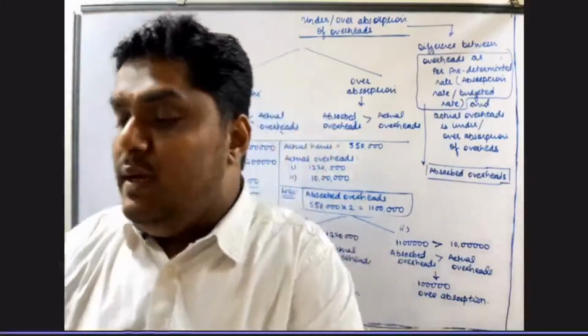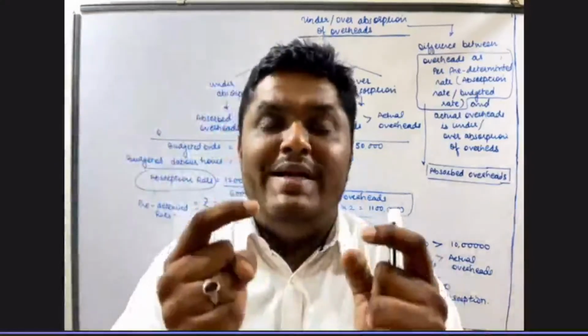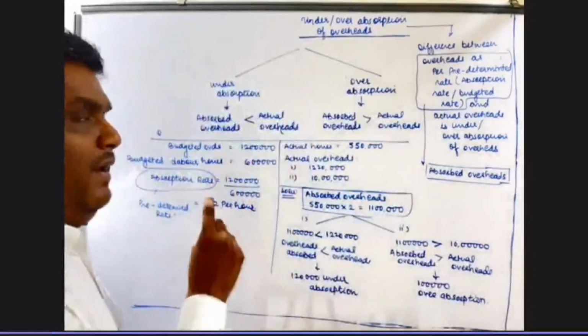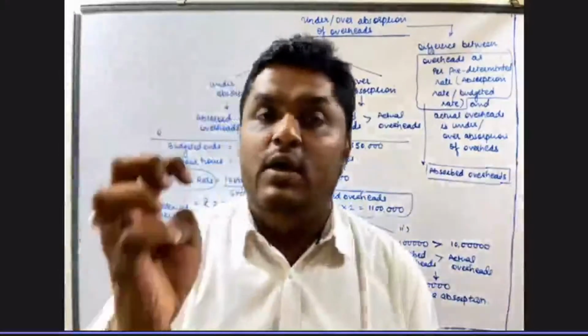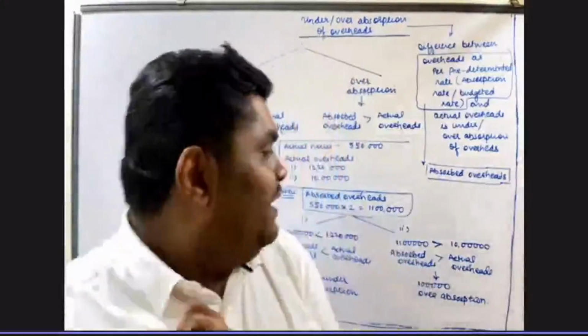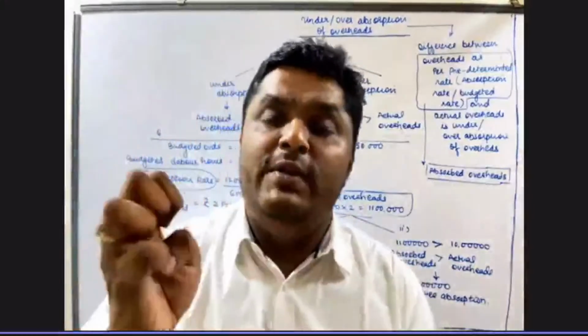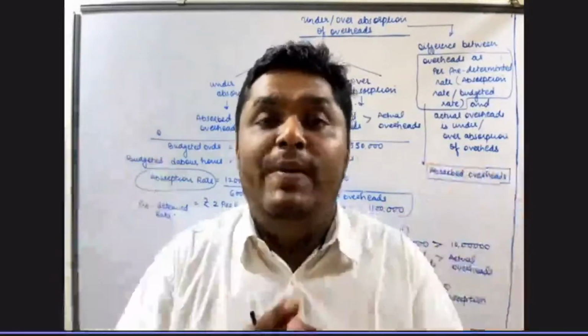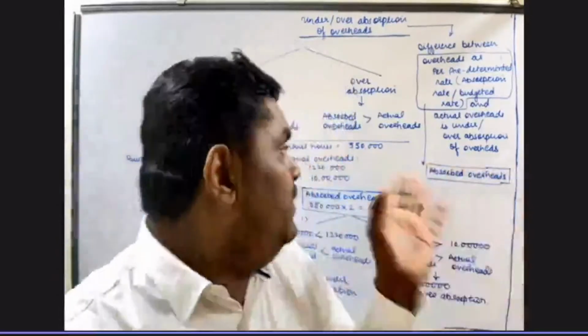See, the overheads are to be charged at the rate of rupees 2 per hour as per the budgeted data. So herein, if my actual hours are 5,50,000, it means as per the budgeted rate, how much should be my absorbed overheads? That is 11 lakh.